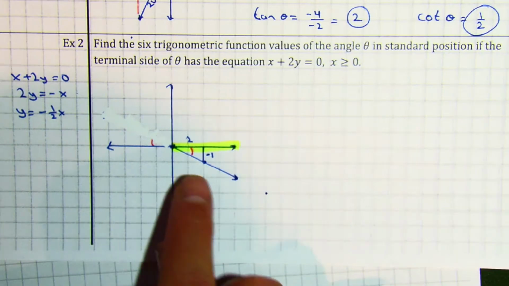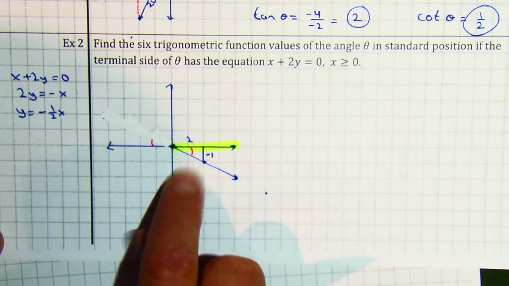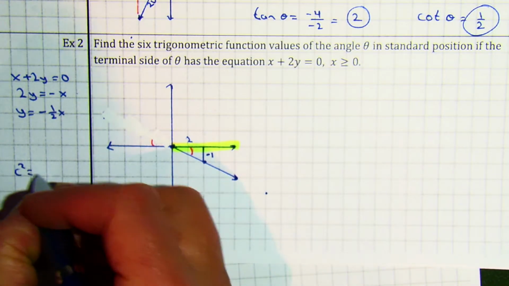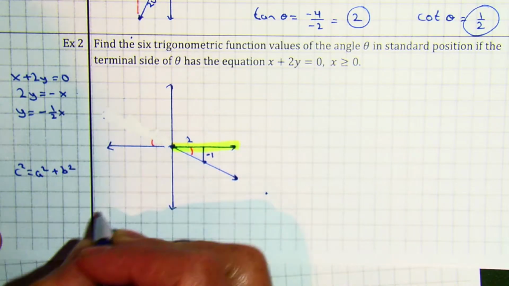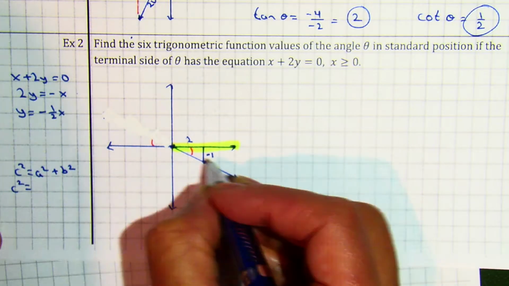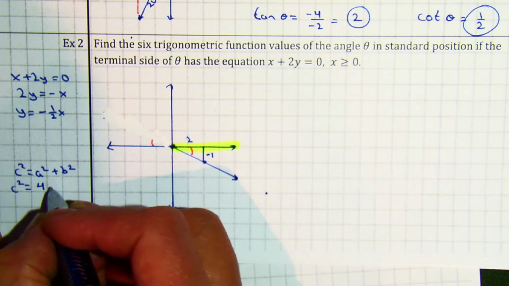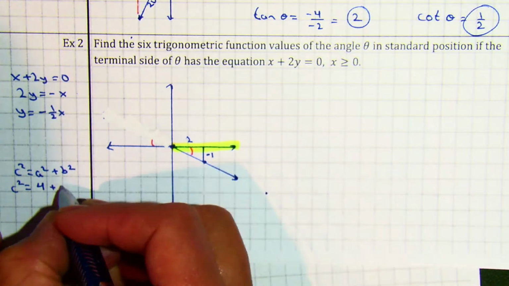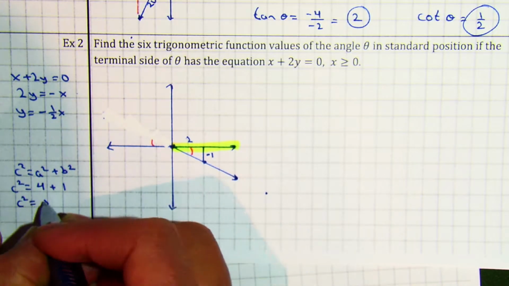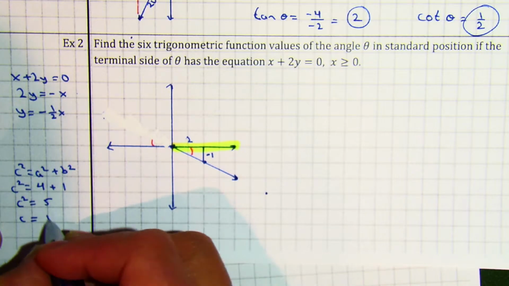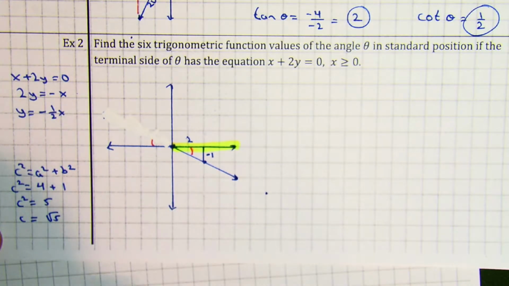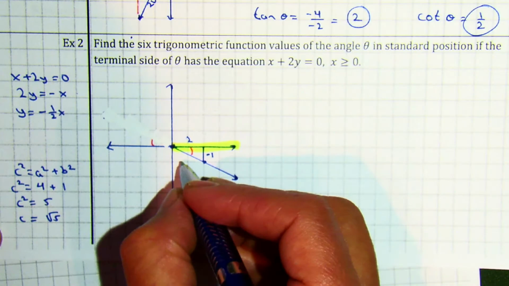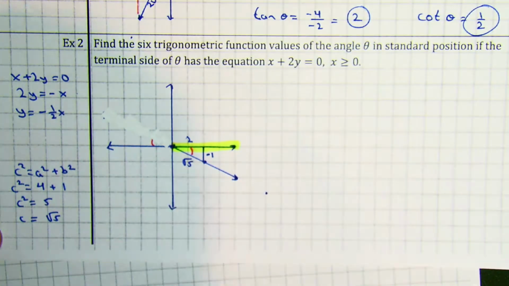So once again, I'm going to find my missing side so I can find my sine. c squared is equal to a squared plus b squared. c squared is equal to 2 squared, which is 4, plus -1 squared, which is 1. c squared is equal to 5. So therefore c is equal to plus or minus the square root of 5. Just like we talked about above, it's always going to be positive.